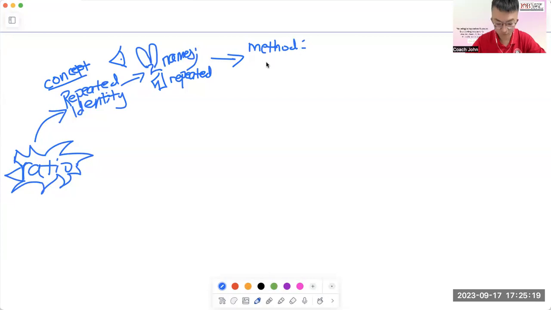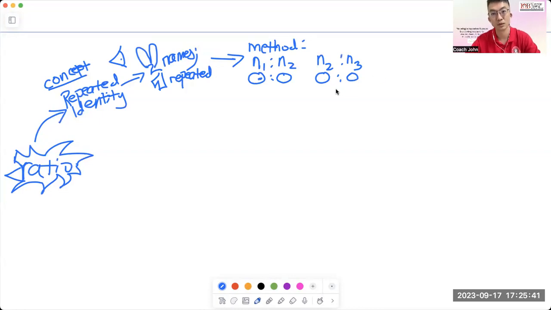You have name one is to name two, write down the ratio, and then you have name two is to name three, write down the ratio. You can see these are the eyes. It looks creepy. Okay, leave it as blank. Then make this the same. Make same. All right, that's it.